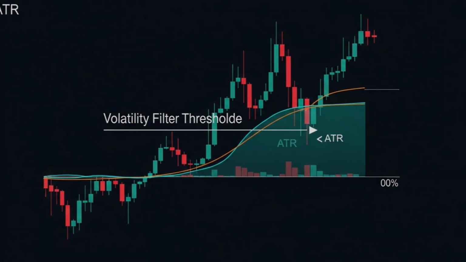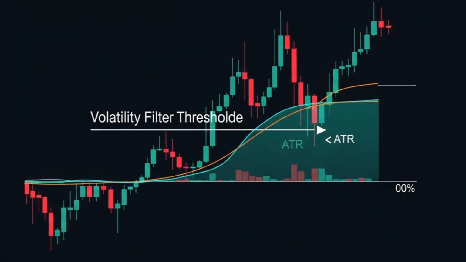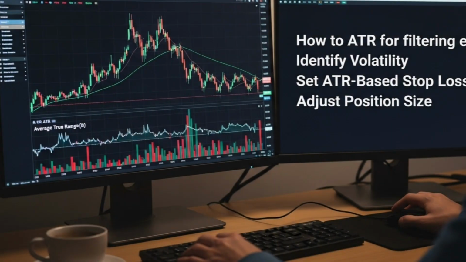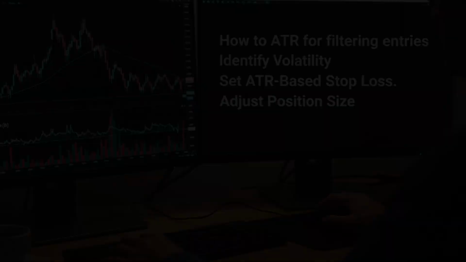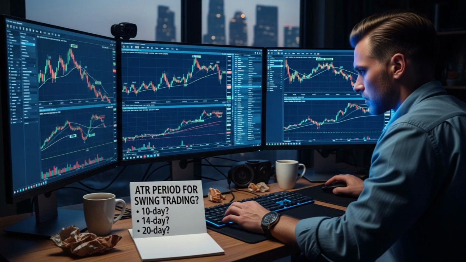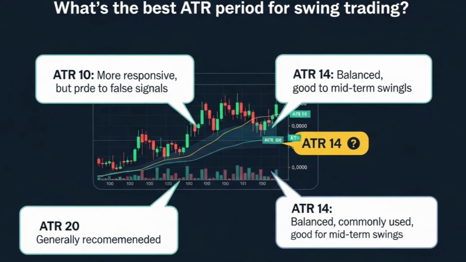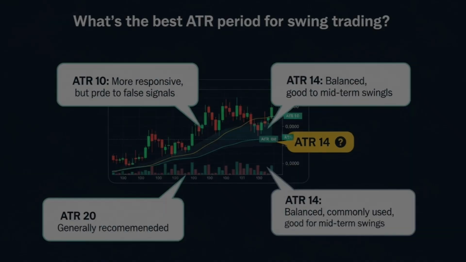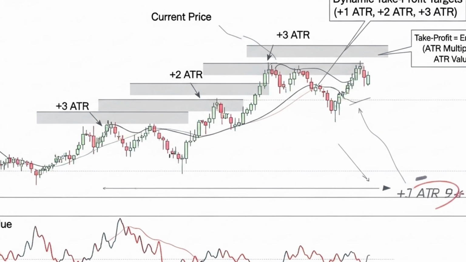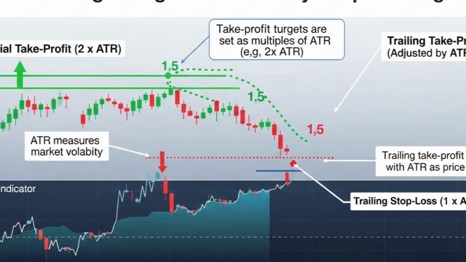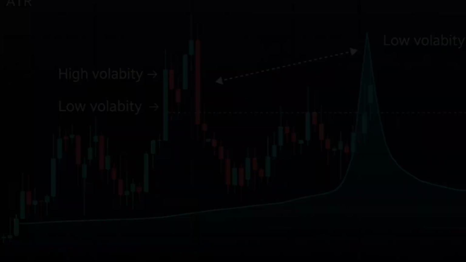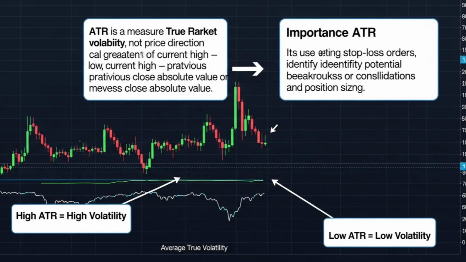Understanding the ATR starts with knowing how it's calculated. At its core, the ATR represents the moving average of the true range over a specific period, usually 14 periods by default, and true range is defined as the greatest among three values. 1. The current high minus the current low. 2. The absolute value of the current high minus the previous close. And 3. The absolute value of the current low minus the previous close, which ensures it accounts for gaps and limit moves, giving a more realistic depiction of actual market movement than simple high-low calculations.